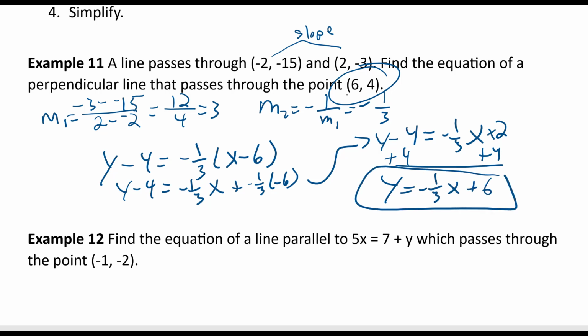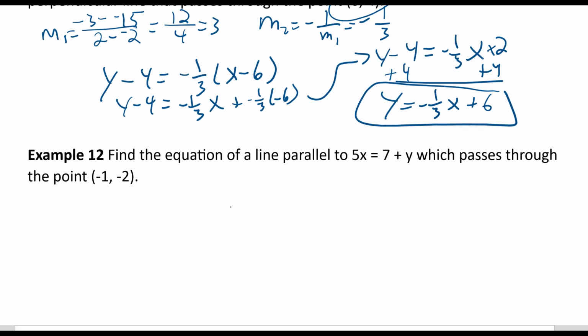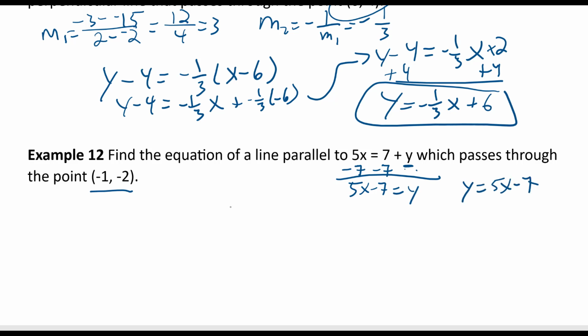And I think that's our last example for a long part of a section. Find the equation of the line parallel to 5x equals 7 plus y, which passes through this given point. So we're going to solve for y by subtracting 7 from both sides. And we have 5x minus 7 equals y, or we're used to seeing this as y equals 5x minus 7.